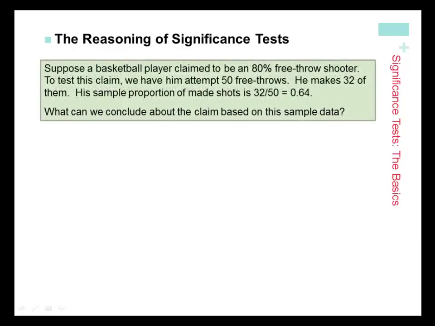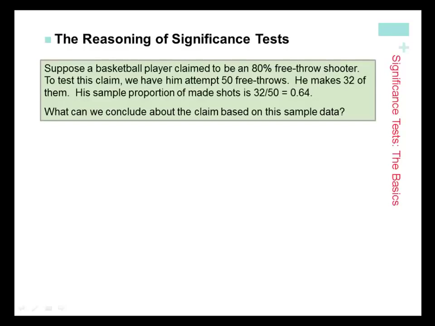Here's an example. Suppose a basketball player claims to be an 80% free throw shooter. To test this claim, we have him step to the free throw line and shoot 50 free throws. He makes 32 of them. His sample proportion, or p-hat, would equal 0.64. What can you conclude about his claim based on this sample data?